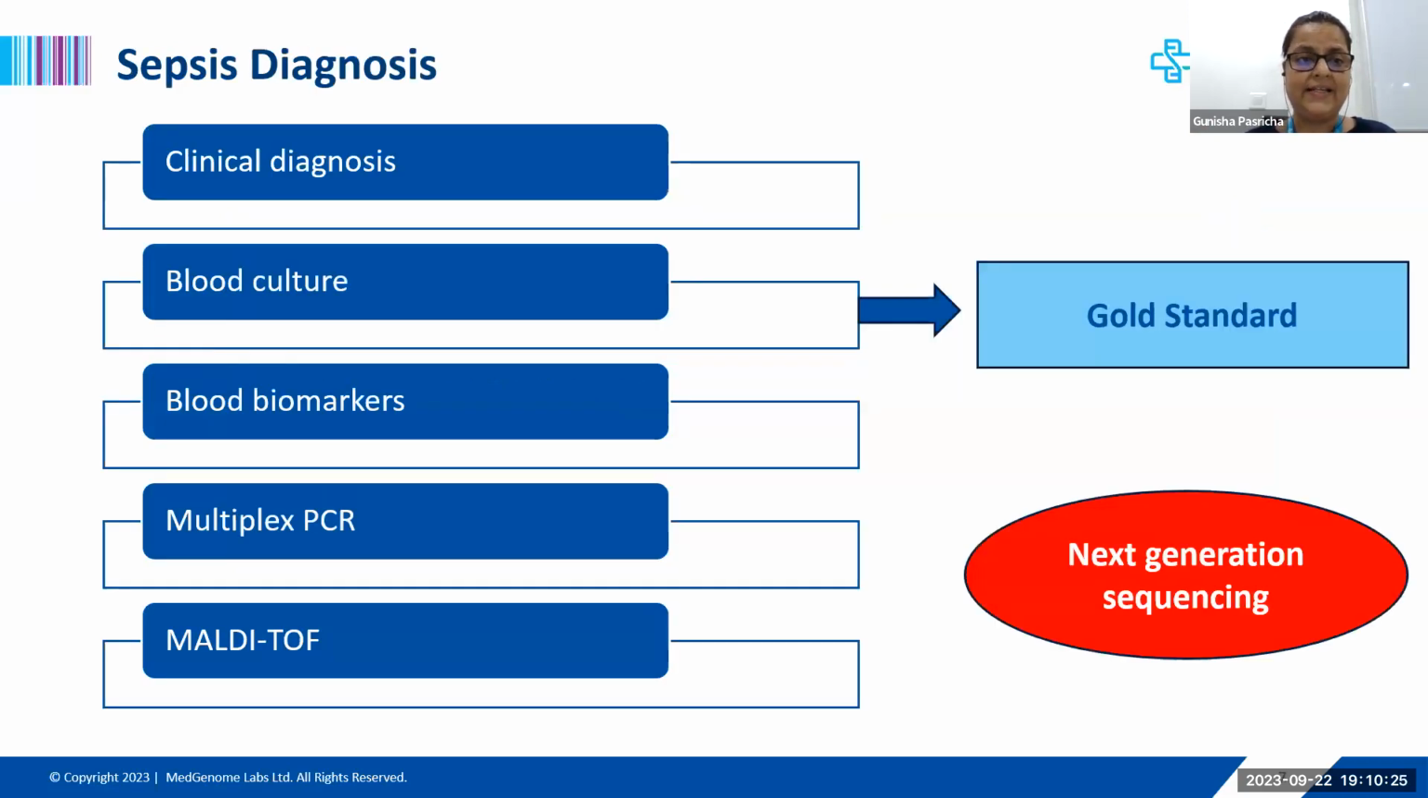Now, what are the different modalities present? There are many, but I'm listing the principal ones actually used in various clinics and hospitals. First, in many cases, is just the clinical diagnosis, with various criteria and guidelines to categorize a case as sepsis or not. Of course, blood culture, which is the gold standard in many places, and blood biomarkers, which in most cases are actually done. And more recently, MALDI-TOF and molecular techniques like multiplex PCRs are also used for sepsis diagnosis.